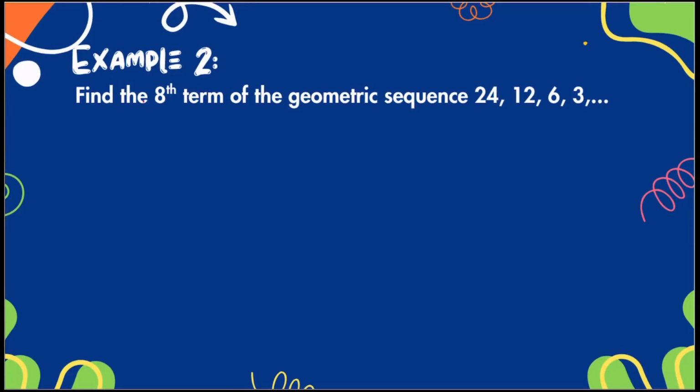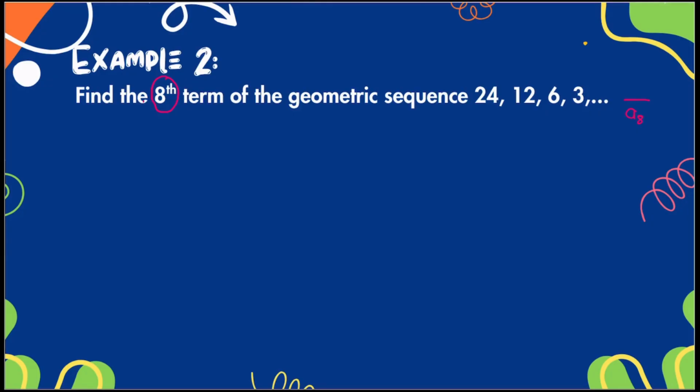Explain example number 2 of geometric sequence. Okay, so here we have: find the eighth term of the geometric sequence 24, 12, 6, and 3. So here, kung mapansin nyo, ang hinahanap natin is the eighth term. So that means sino yung nandun sa eighth position in this geometric sequence. So that means that is a sub 8 if we're going to write that in notation.